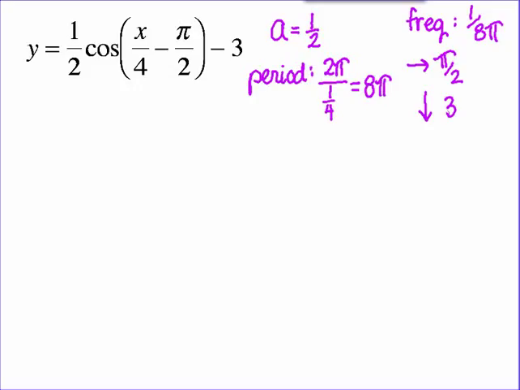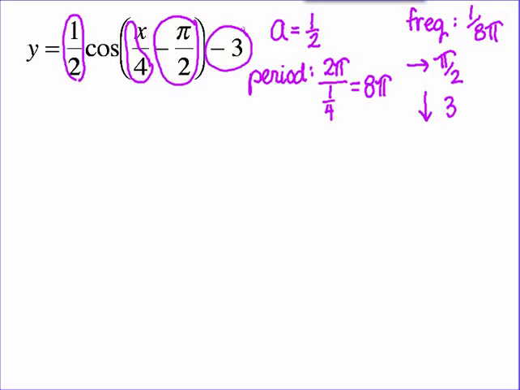Basically, it's like you're working left to right through the equation. You start at your leftmost point, which is your amplitude, right here. Then you move here, which is your period. Your frequency deals with your period. Then you move here, which is your left and right shift. And then you move here, which is your up and down shift. So you work your way left to right through the equation.